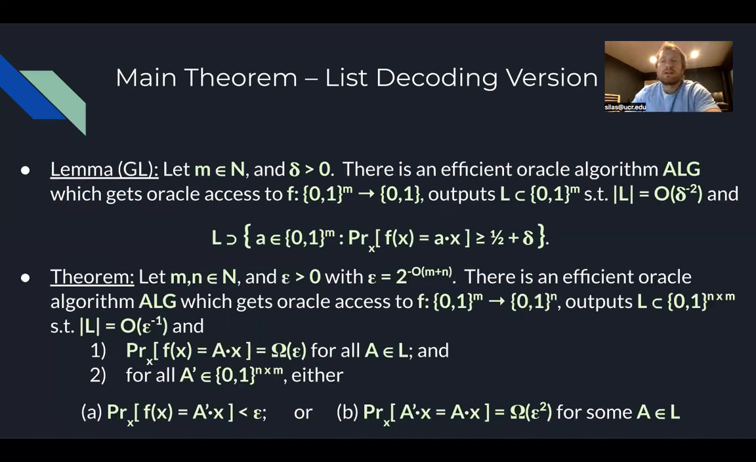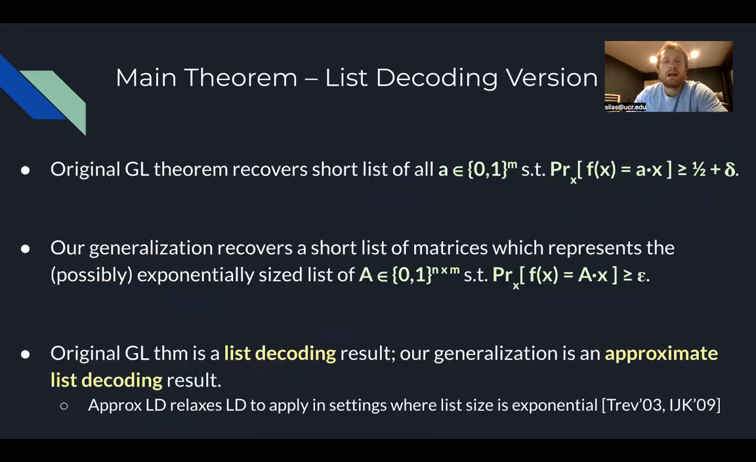Goldreich-Levin is often stated as a list decoding algorithm where you're trying to recover the entire list of all the matrices. And there's an analogous way to formulate our main theorem. I'm not going to discuss it. You can pause the video and read it and think about it if you want. I'll just mention the connection: if the original Goldreich-Levin result is a list decoding result, then our main theorem is what's called an approximate list decoding result.